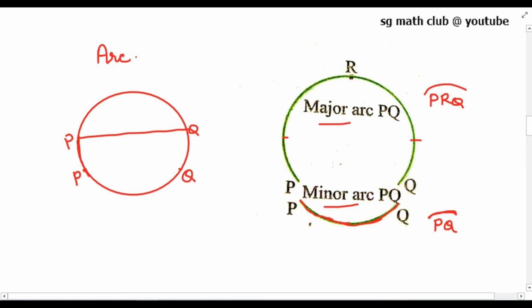Again, the length of the complete circle is called the circumference. That means if you take a thread, keep it along the boundary of the circle, and measure it, that will give you the circumference of the circle, otherwise called the perimeter of the circle. So the length of the complete circle is called the circumference.